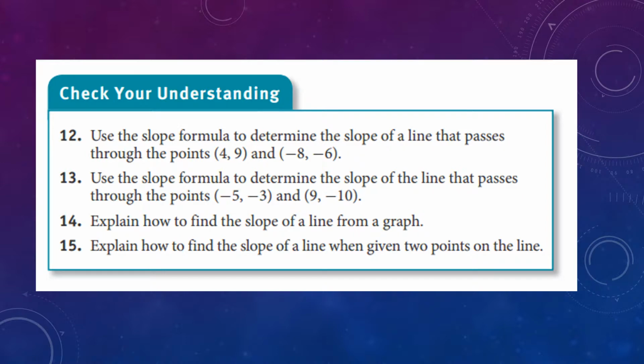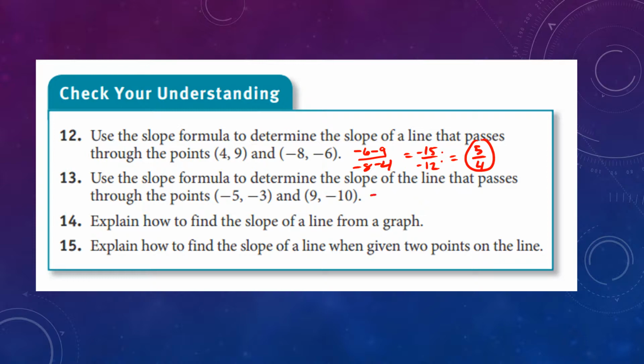So you're going to want to try these on your own by pausing the mix, and then check your thinking by playing the mix and seeing how you did. So for this first one, we should have negative 6 minus 9 over negative 8 minus 4, which will give me negative 15 over negative 12, which should reduce to 5/4 positive, because both of those divide by 3.